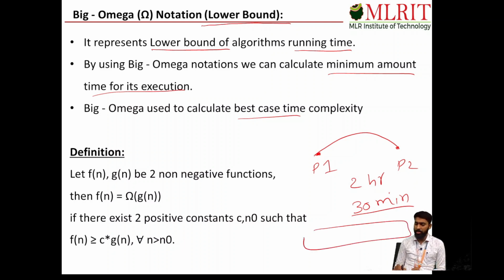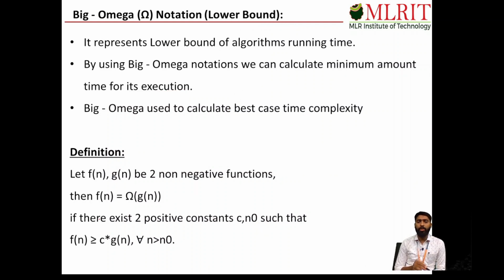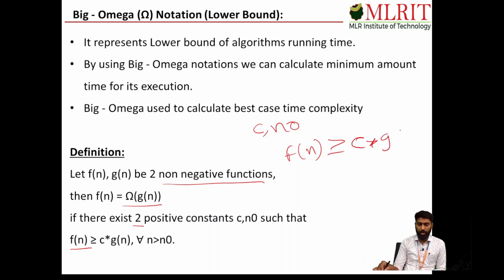Coming to linear search, if the searching element is in the first location, for example 8 is in the first location and you are searching for 8, then it is the best case. So big omega always represents the lower bound. Lower bound means the minimum amount of time for its execution, so it is the best case. Now coming to the definition: f of n, g of n be two non-negative functions, then f of n equals big omega of g of n if there exist two positive constants c, n naught such that f of n is greater than c into g of n for all n greater than n naught.